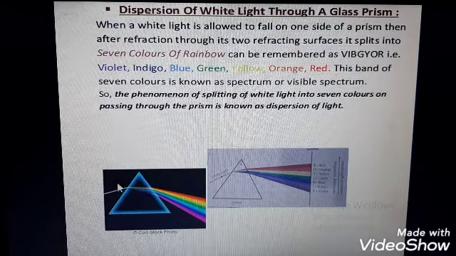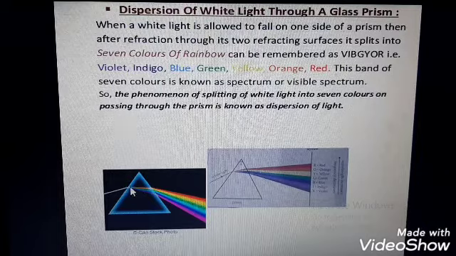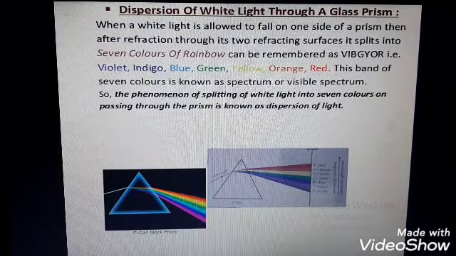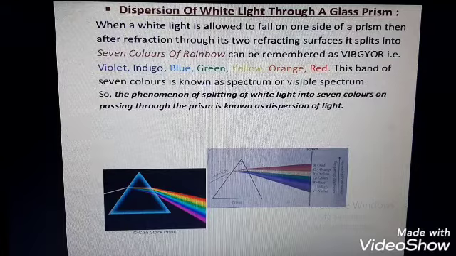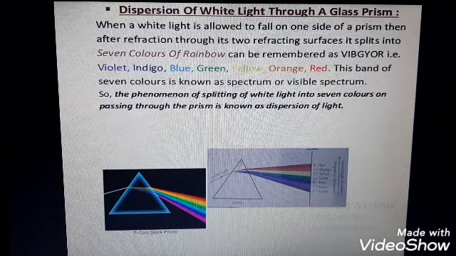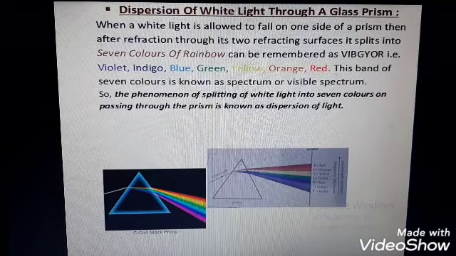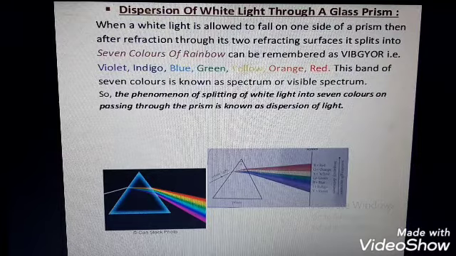First it will move from air to glass, then there is refraction, and there will be deviation in the angle of these 7 colors. Actually, this white light is a composition of 7 colors, and each color has a different wavelength. That is why it splits into 7 colors with different angles and hence shows a rainbow. So the phenomenon of splitting of white light into its 7 colors on passing through the prism is known as dispersion of light.